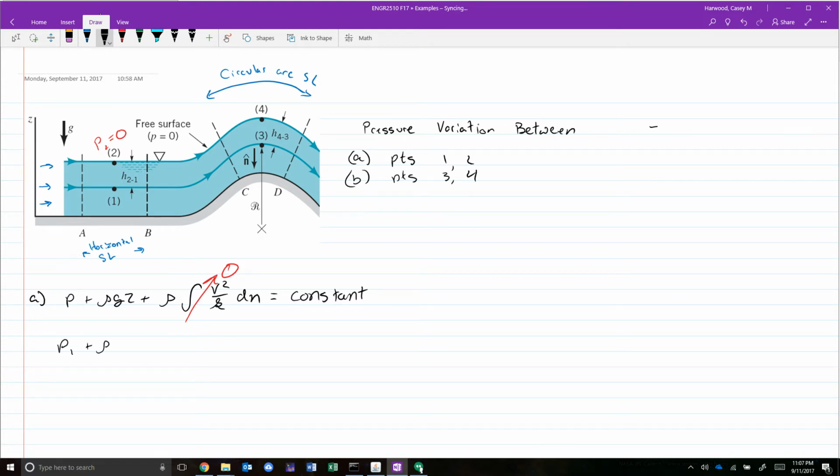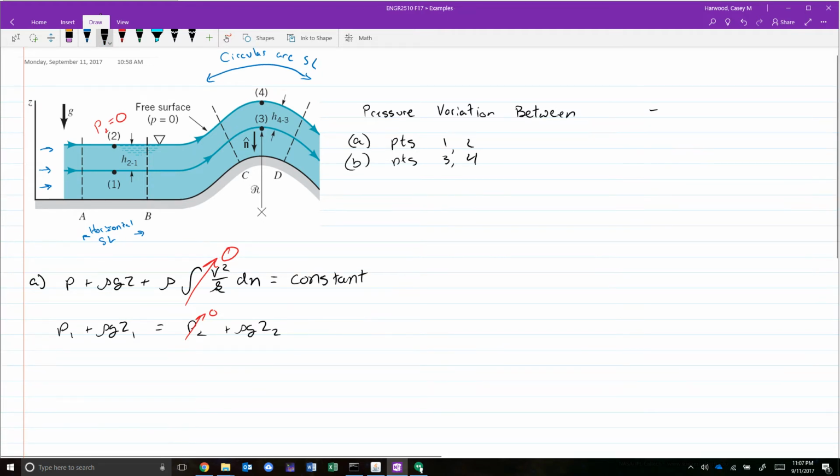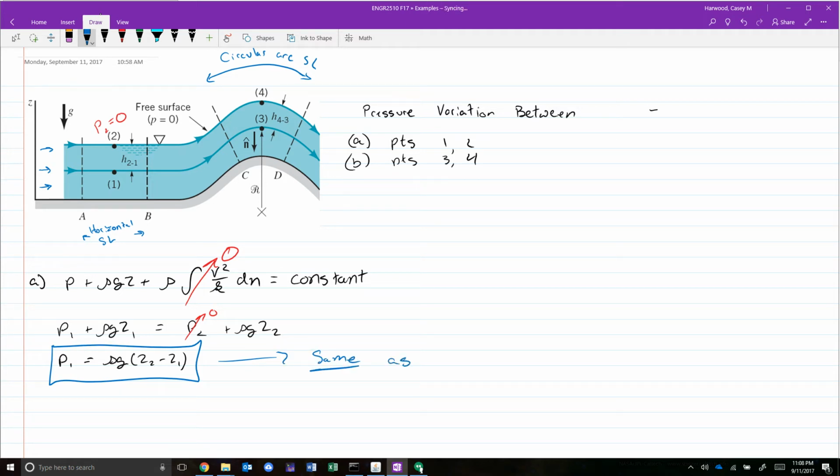P1 plus rho g z1 is equal to P2, which we've stated is equal to 0, plus rho g z2, or in other words, P1 is equal to rho g times (z2 minus z1). Note, this is the same solution that we get if we were to apply the theory of hydrostatics or fluid statics.